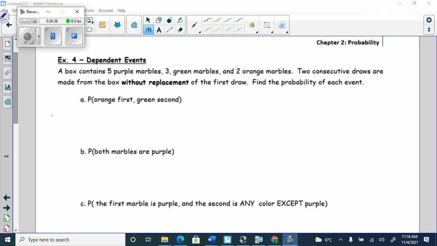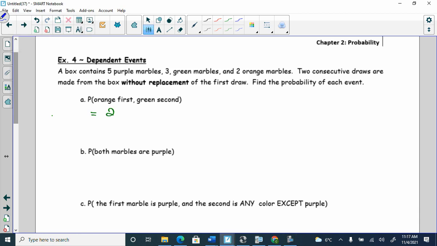So this one says a box contains 5 purple marbles, 3 green marbles, 2 orange marbles. We're not replacing. So how many is that in total? 10, right? How many oranges are there? 2 out of 10. And then I pick another marble. When I have 2 events, I have to do this event and then this event, correct? And multiply. Green is how many? 3 out of 9. When I reduce that, I get, which gets me, 0.067.